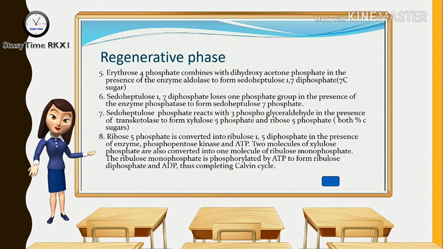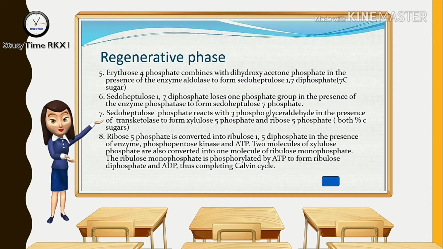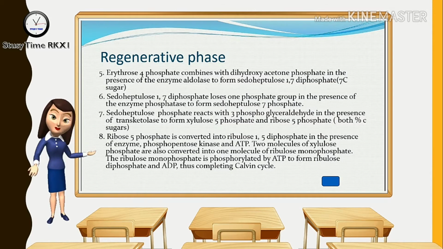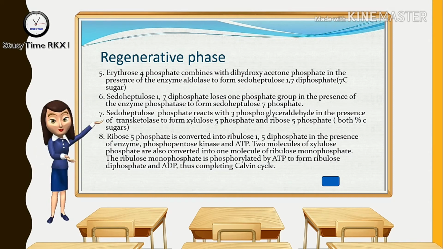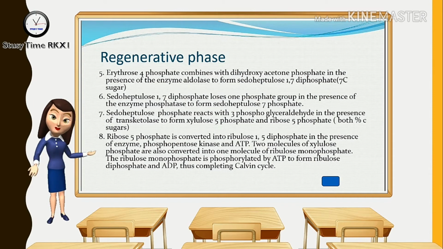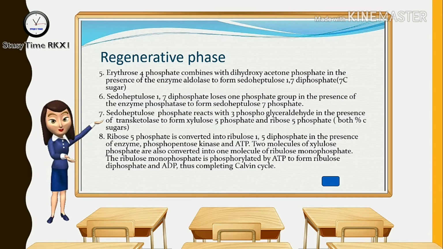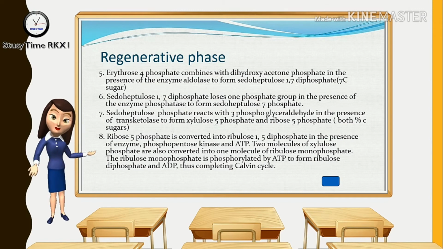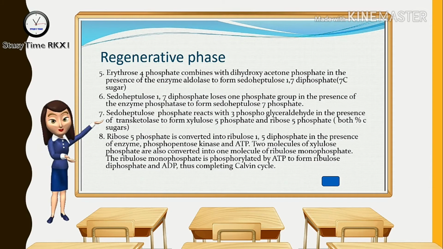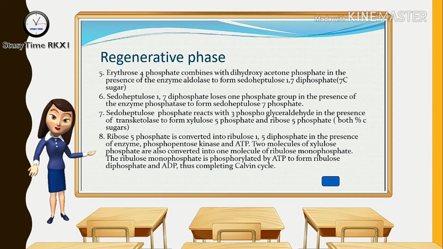5C sugars. 8. Ribose 5-phosphate is converted into ribulose 1,5-diphosphate in the presence of the enzyme phosphopentose kinase and ATP. 2 molecules of xylulose phosphate are also converted into 1 molecule of ribulose monophosphate. The ribulose monophosphate is phosphorylated by ATP to form ribulose diphosphate and ADP, thus completing the Calvin cycle.